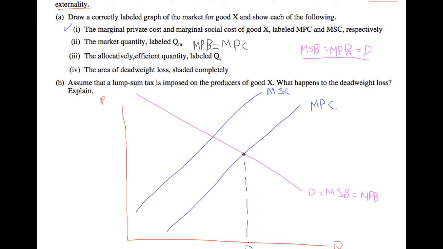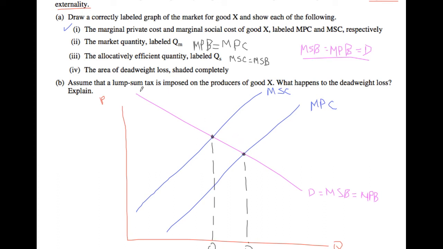And now let's look at where the allocatively efficient quantity would be. That would be where the marginal social cost is equal to the marginal social benefit. So in this case, marginal social benefit is here, marginal social cost is here, therefore we intersect here. And that would be QS.